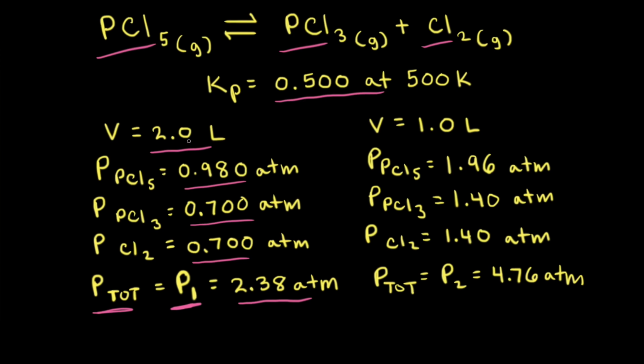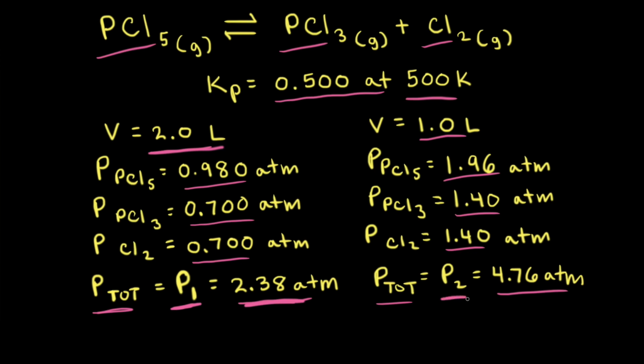If we decrease the volume from 2 liters down to 1 liter and we keep the temperature constant at 500 Kelvin, we decrease the volume by a factor of 2, which means we increase the pressure by a factor of 2. So all of the partial pressures of our gases double, and there's a new total pressure, which is twice the original total pressure, and this new total pressure is equal to 4.76 atmospheres, and from now on we'll call this total pressure P2.